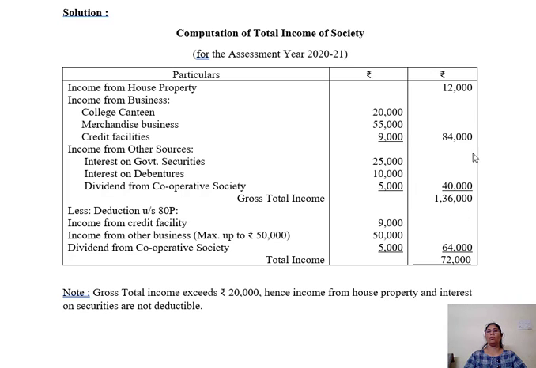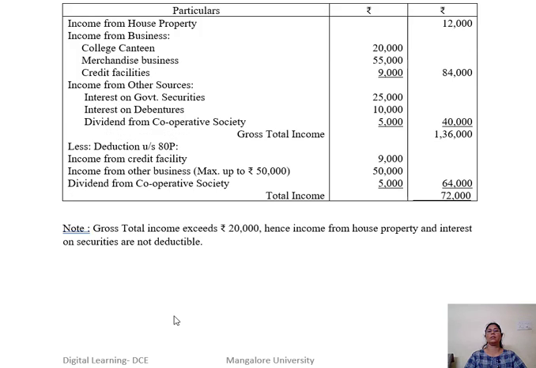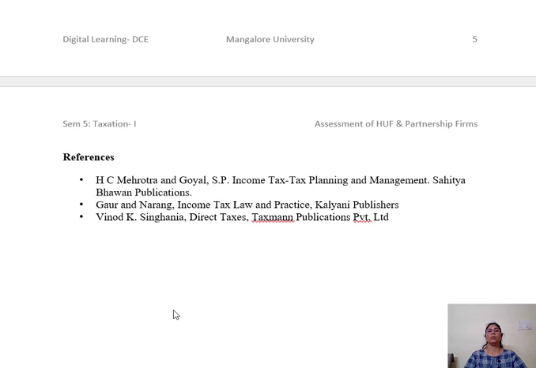Gross total income of three heads is 1,36,000. And we have deductions under section 80P: income from credit facility, income from business maximum 50,000 and dividend from cooperative society is 5,000. So deduction under 80P is 64,000. If we deduct from the gross total income, we get total income or taxable income 72,000. So gross total income exceeds 20,000. Hence income from house property and interest on securities are not deductible. This is a requirement. So these are the books for references. Thank you.